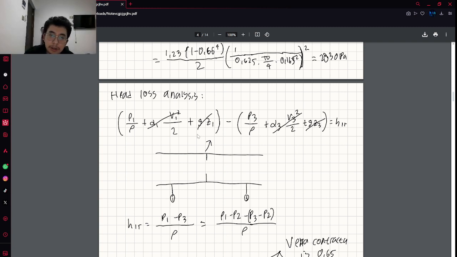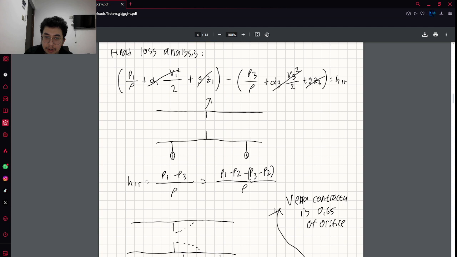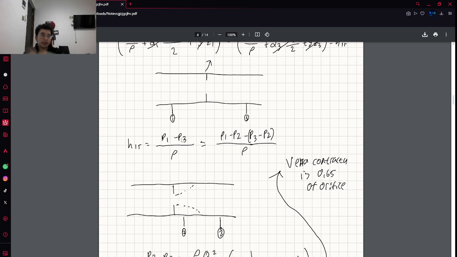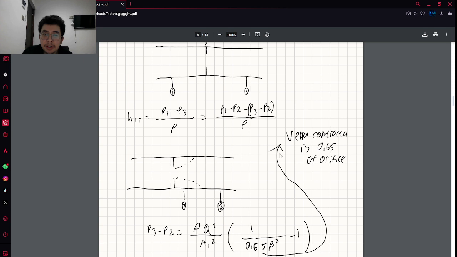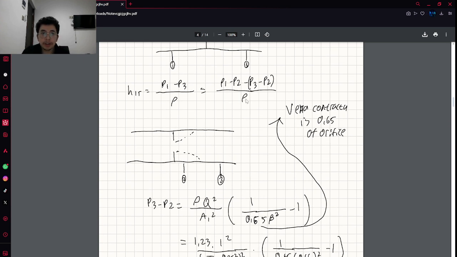Basically, from the Bernoulli equation we get to the head loss part, which is right here. We neglect this part, and then we get this part, which is the head loss equation. We substitute P2 minus P2, basically 0, and make this equation right here. Yeah, basically that's the head loss equation for now.